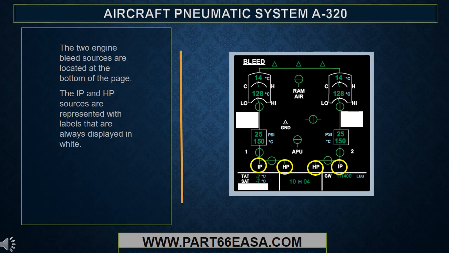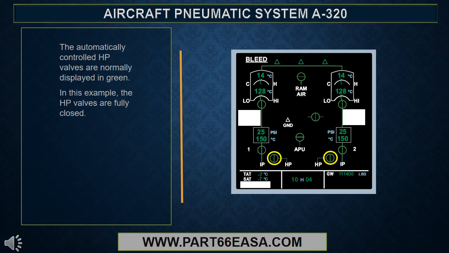The two engine bleed sources are located at the bottom of the page. The IP and HP sources are represented with labels that are always displayed in white. The automatically controlled HP valves are normally displayed in green. In this example, the HP valves are fully closed.